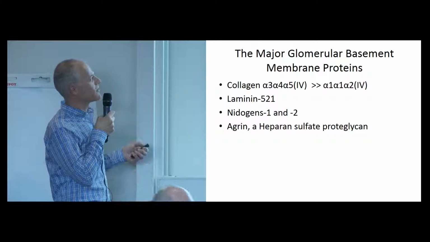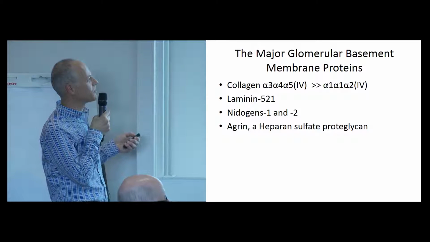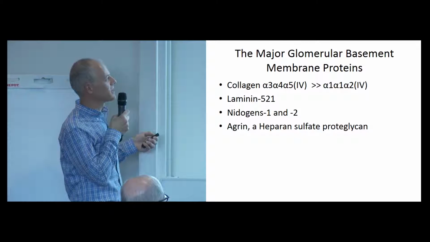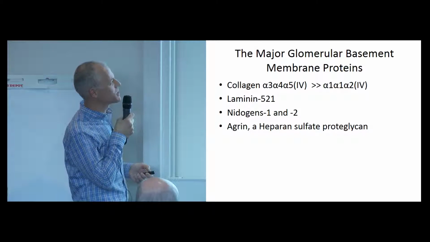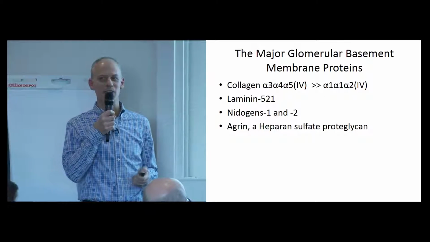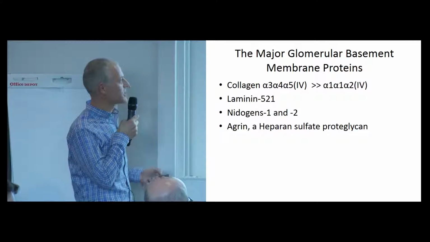So alpha 3/4/5 is not the only glomerular basement membrane protein. Laminin 521 is another major one. There are two proteins, different versions of a linker protein called nidogen, and then agrin, a heparan sulfate proteoglycan. We should hear from Rachel Lennon tomorrow, I believe, that there are many more proteins found in the glomerular basement membrane. Look forward to her talk.